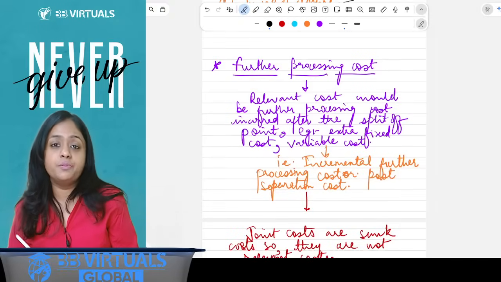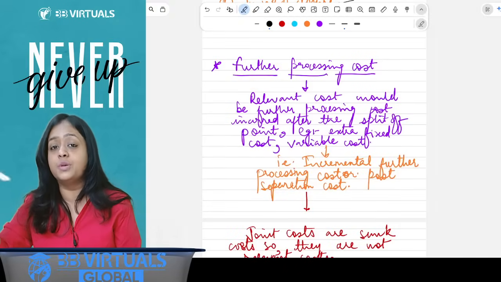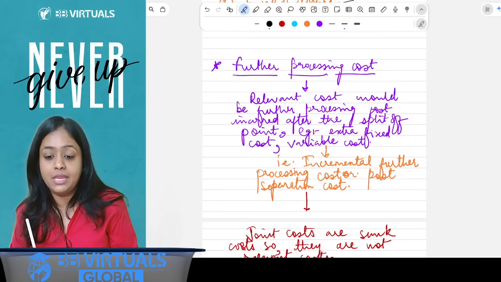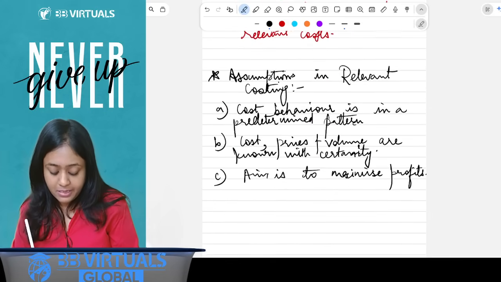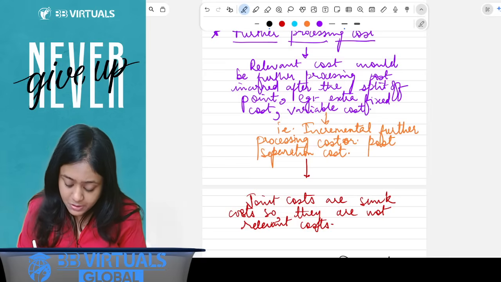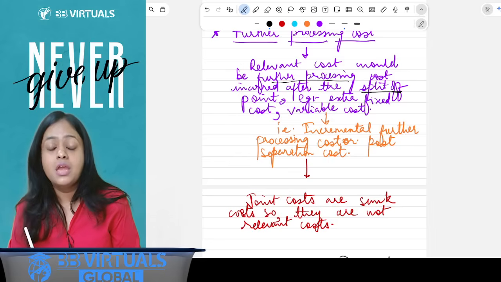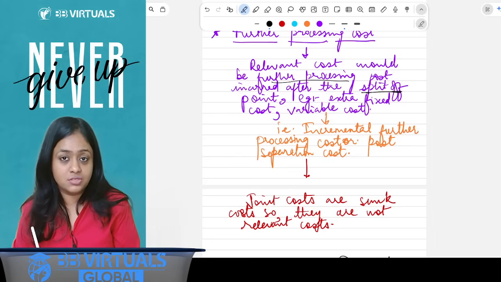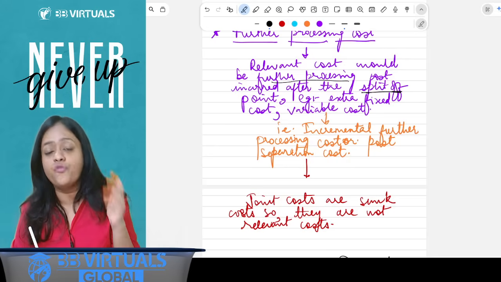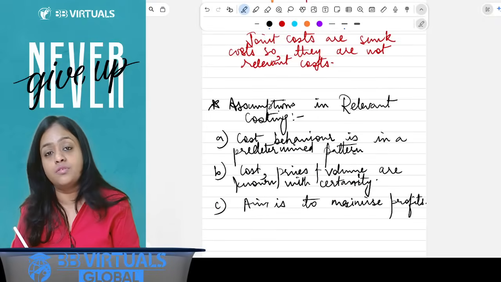Last is the further processing decision. Here the relevant cost would be only that relevant to further processing, that is, whether the product should be further processed or not. So we simply take the difference between incremental revenue and incremental cost. Incremental revenue is the difference between the split-off point revenue and the revenue after further processing, and incremental cost is the further processing cost. So if incremental revenue is more than the incremental cost, then go for further processing. Simple decision. Joint costs are sunk costs, so we don't take them. These are ignored.